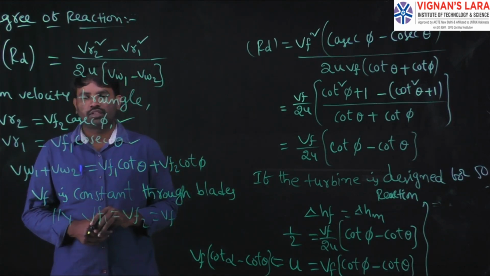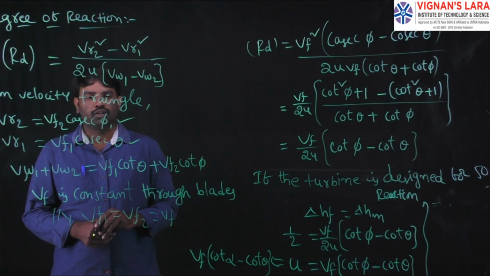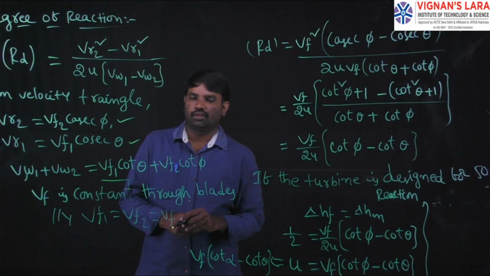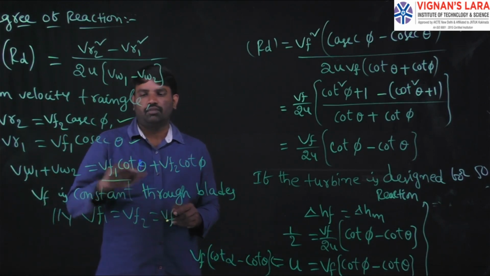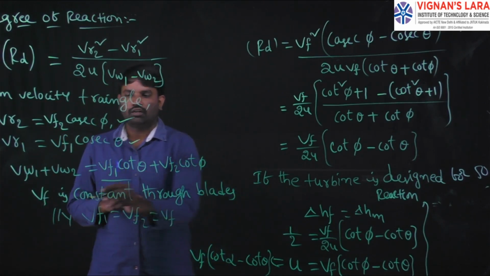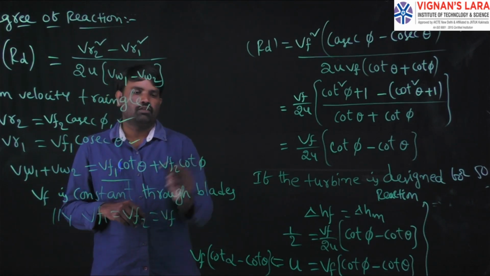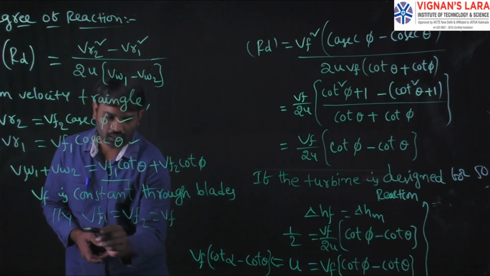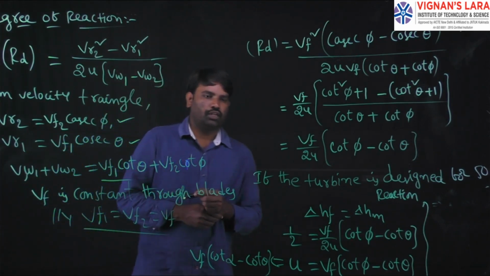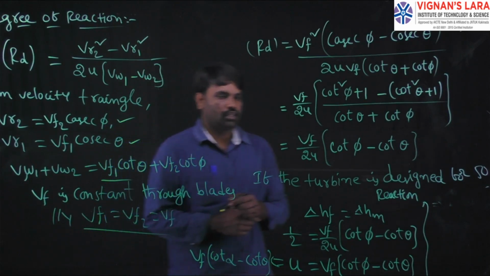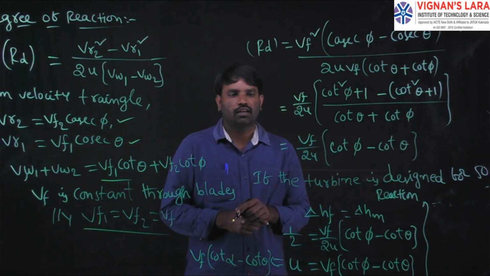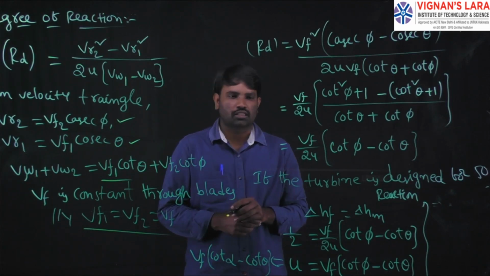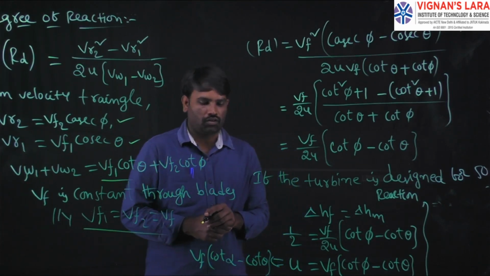If you substitute in place of Vw1 and Vw2, that is Vf1 cot theta plus Vf2 cot phi. That means Vw1 by Vf1 is equal to cot theta, and Vw2 divided by Vf2 is equal to cot phi. And Vf is constant throughout the blades. Generally, in a reaction turbine the fixed and moving blades have the same shape, so the flow velocity is constant: Vf1 is equal to Vf2 is equal to Vf.